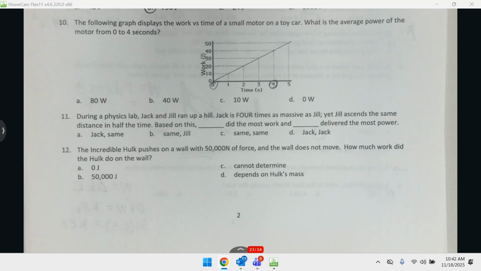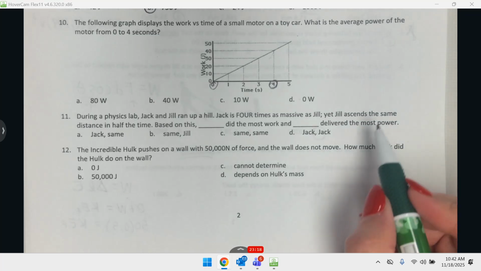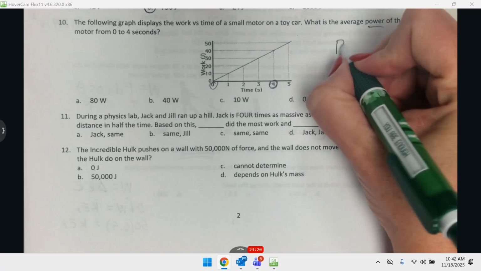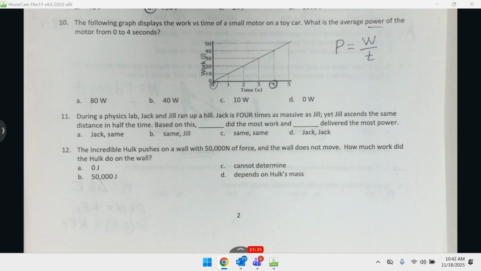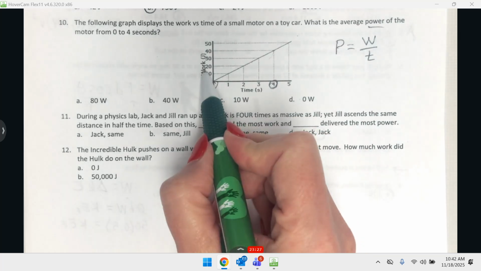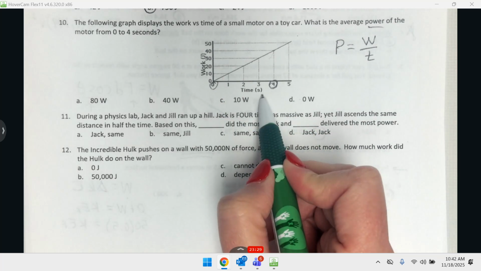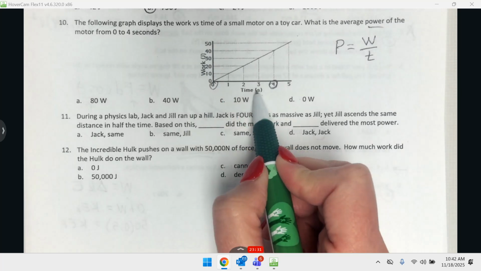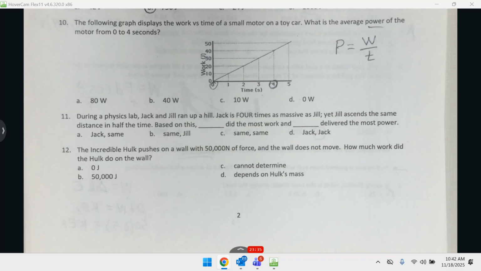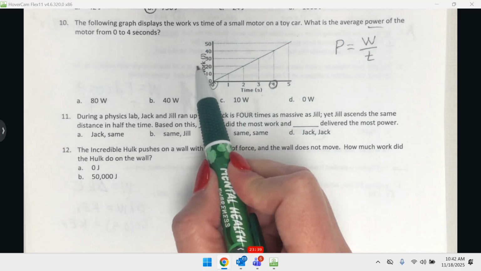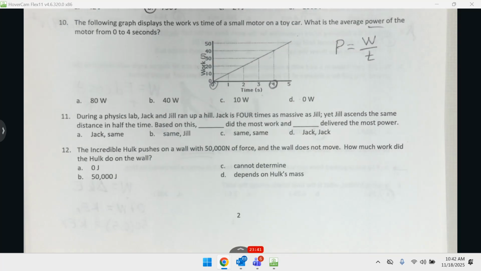All right, so this is a work time graph. Again, we're trying to find power, and the equation for power is work over time, which means it is my y-axis over my x-axis. It is rise over run, which means if you have a work time graph, you can find power by finding the slope. Anytime you divide your y-axis by your x-axis, find slope. Power is the slope of this graph.